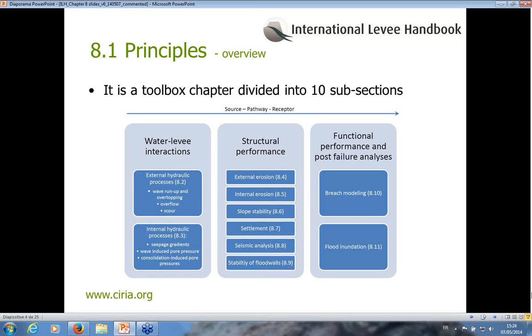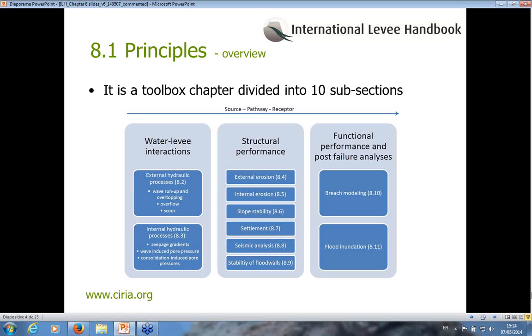Chapter 8 is divided into 10 subsections following source-pathway-receptor logic. Sections 8.2 and 8.3 deal with the water-levee interaction processes occurring outside the levee, generally related to waves and currents, and also inside the levee in order to evaluate the internal flows and gradients.